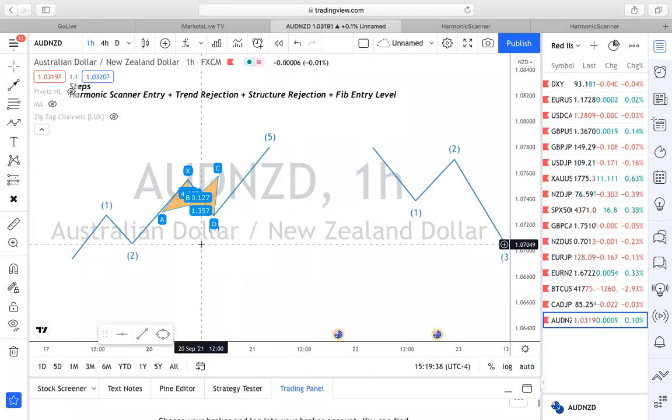Okay, cool. So I already see that my harmonic scanner entry is definitely calling for a buy. It's telling me, okay, buy. The D is on the bottom, I'm looking for a buy, right? Now check this out. How exactly do we find trend rejection? So this is what we're gonna do.